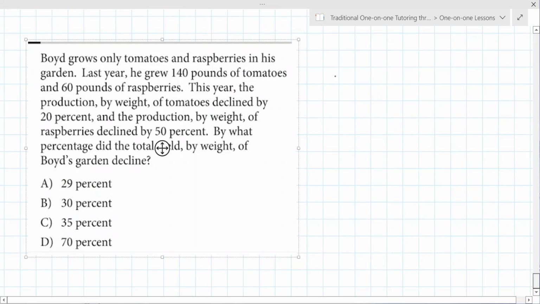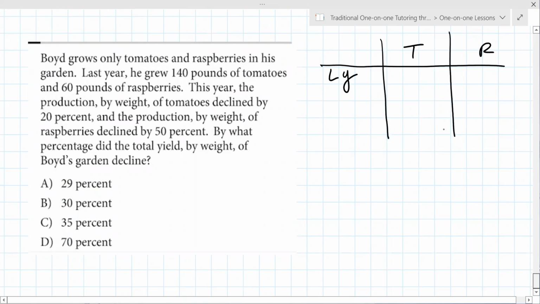So this is where I might make a table. This is last year, and tomatoes and raspberries. One of the things that would be really good to do is to not write out the full word, but to use a single letter or a couple letters, just to be quick. So he did 140 pounds of tomatoes and 60 pounds of raspberries.